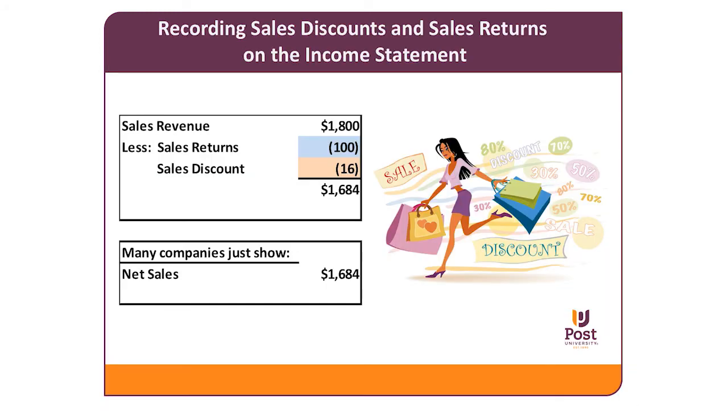In the past two examples, we have recorded two sales, $800 and $1,000. We had a sales discount of $16 and a sales return of $100. In the income statement, we would show sales of $1,800 and then show the items reducing sales, coming down to a subtotal net sales of $1,684. In many real-world cases, companies just show the net sales number.